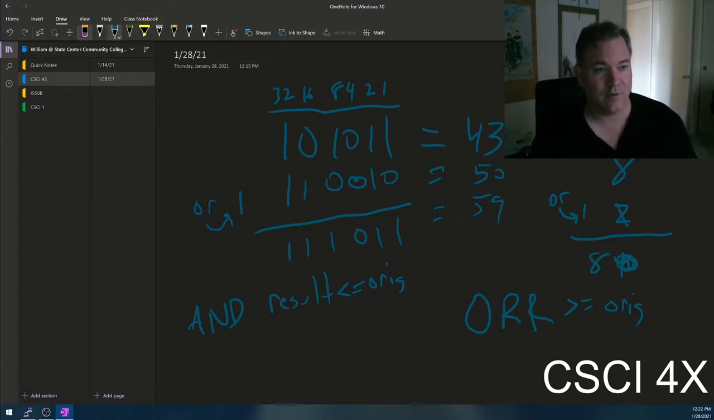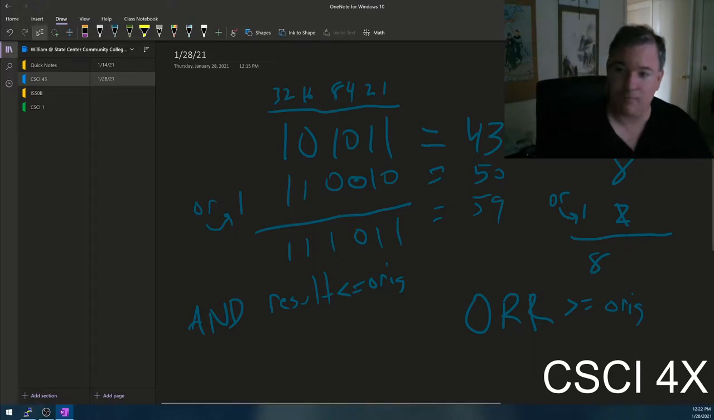So the result of an OR is always greater than or equal to the original numbers, and with AND, the result is always less than or equal to the original numbers, okay?